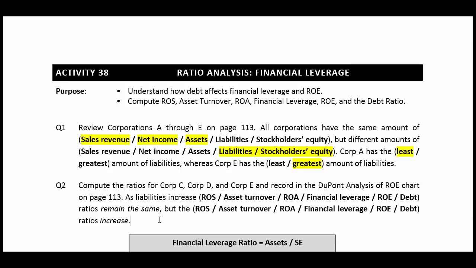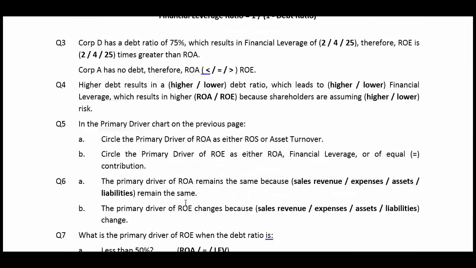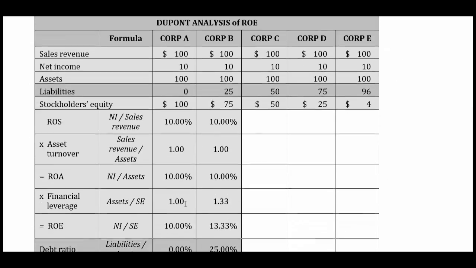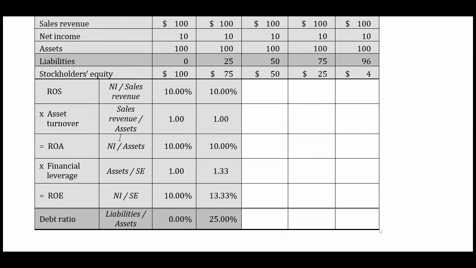So right now, calculate the ratios for C, D, and E, and then do a DuPont analysis for each one of them. The DuPont analysis, remember, is to calculate return on sales by asset turnover to get return on assets, and then multiply return on assets by financial leverage to get return on equity. So calculate all of those right now.